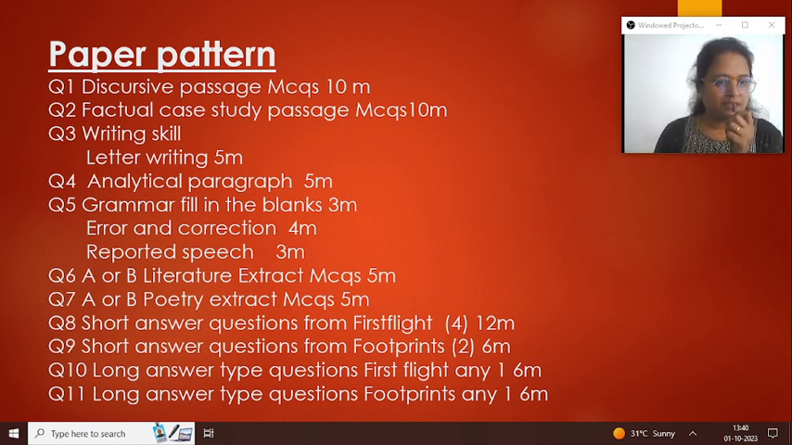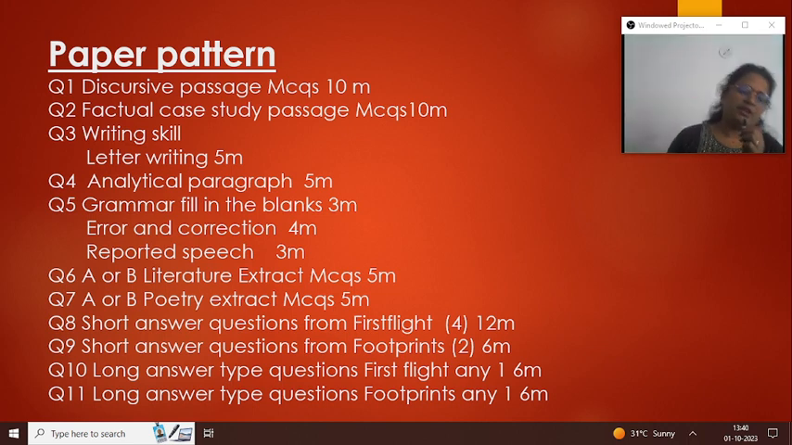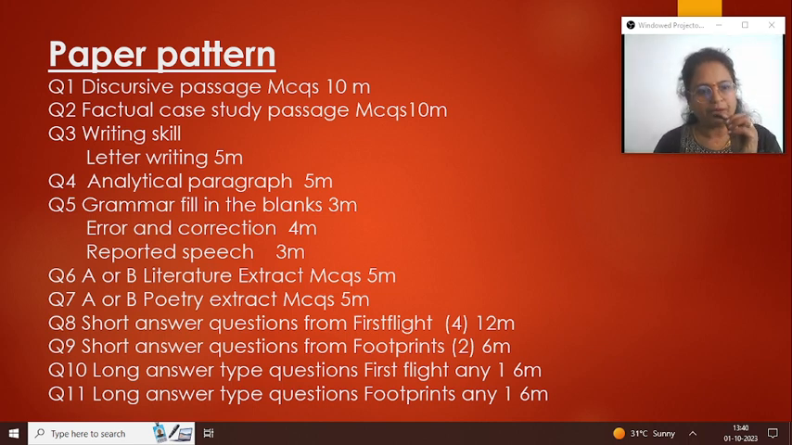Then writing skills. There are 4 types of letters you need to study: letter to editor, letter of inquiry, letter of order and letter of complaint. These are the 4 which you need to study, and in the examination any 2 will be given and you will have to attempt any one.